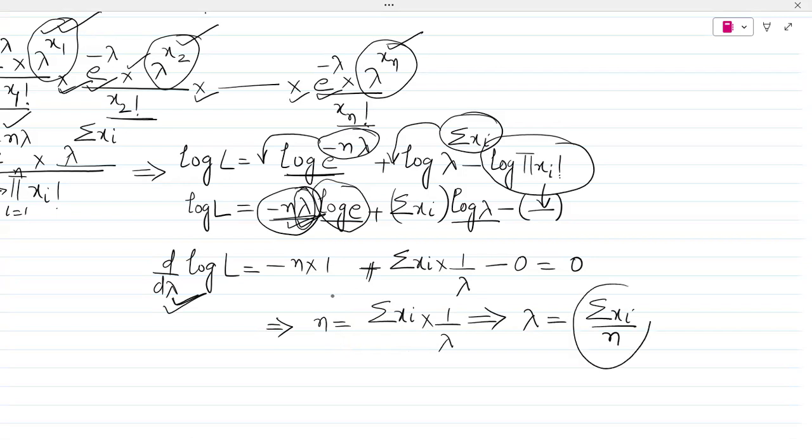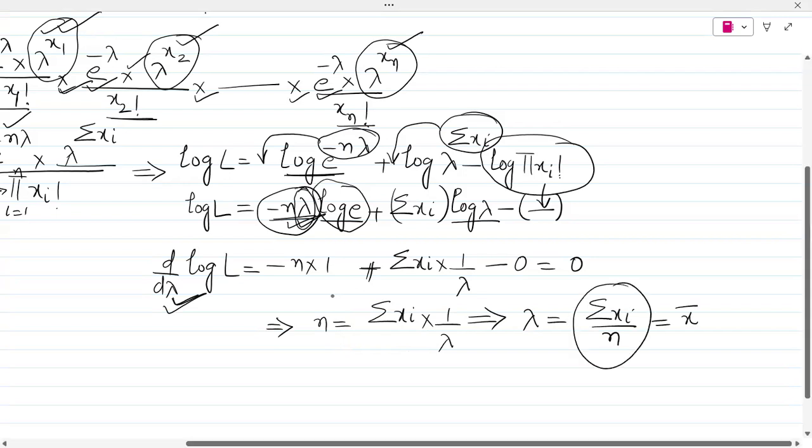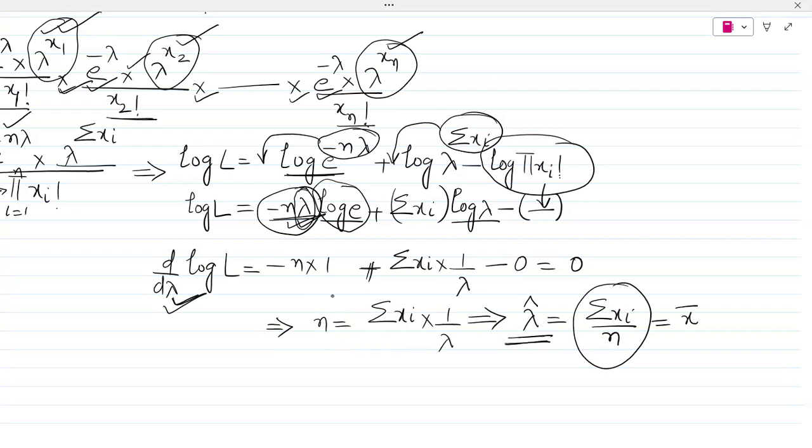And what is this thing? Once again, it is our sample mean. So this is our estimated value. The estimated value of parameter lambda is the sample mean, which will maximize log L and hence L.